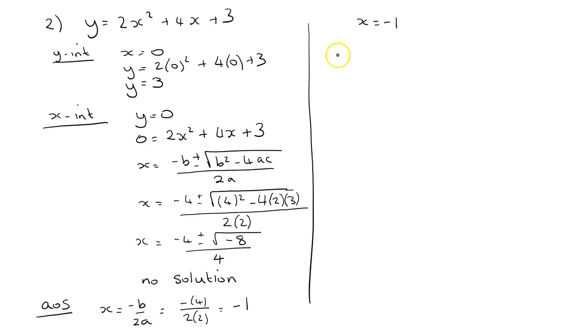We can now continue to work out the vertex, which is the point on the axis of symmetry where x is equal to minus 1. So we simply substitute minus 1 in for our x.